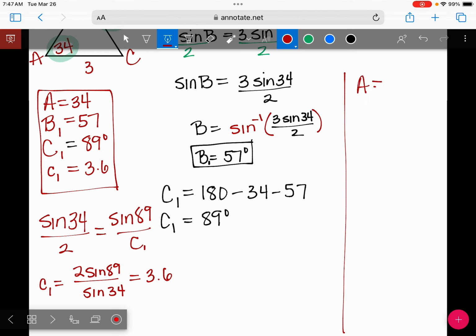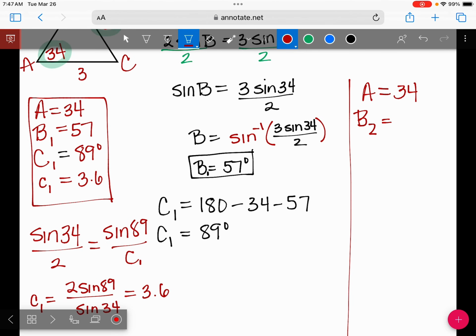All right, so triangle 2, A is still 34, that doesn't change. For our second scenario, we're gonna take B1 and subtract that from 180. So B1 is 57, so take 180 minus 57. And that tells us that our possible second triangle, because we don't know yet if this is going to work, our possible B2 would equal what? What's 180 minus 57? 123.